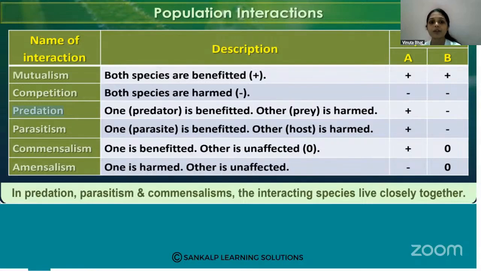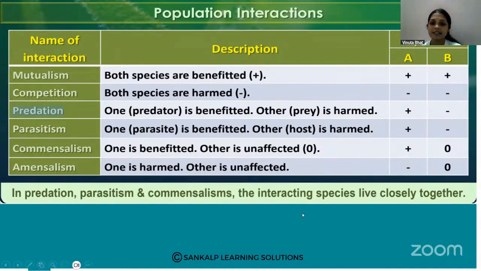And predation. In predation, one is benefited, that is the predator, and one is harmed, ಇನ್ನೊಂದಕ್ಕೆ harm ಆಗಿರುತ್ತೆ ಅಲ್ವಾ? That is called the prey. Then parasitism, where one is benefited and another one is harmed, that is the host. And commensalism, one is benefited and another one is unaffected. Last one, amensalism. One is harmed and the other is unaffected. So we are studying all these types of interaction with examples in detail.